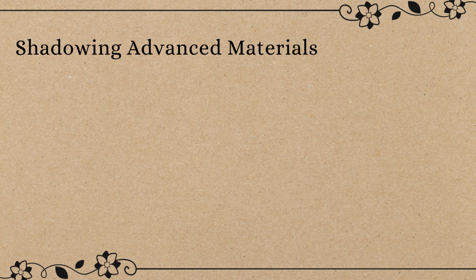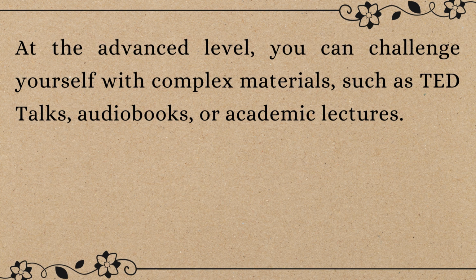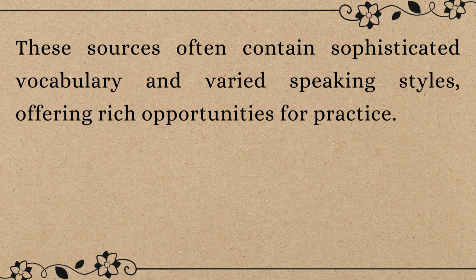4. Shadowing advanced materials. The shadowing technique involves listening to an audio clip and simultaneously repeating it word for word, mimicking the speaker's rhythm, intonation, and pronunciation. At the advanced level, you can challenge yourself with complex materials, such as TED Talks, audiobooks, or academic lectures. These sources often contain sophisticated vocabulary and varied speaking styles, offering rich opportunities for practice.